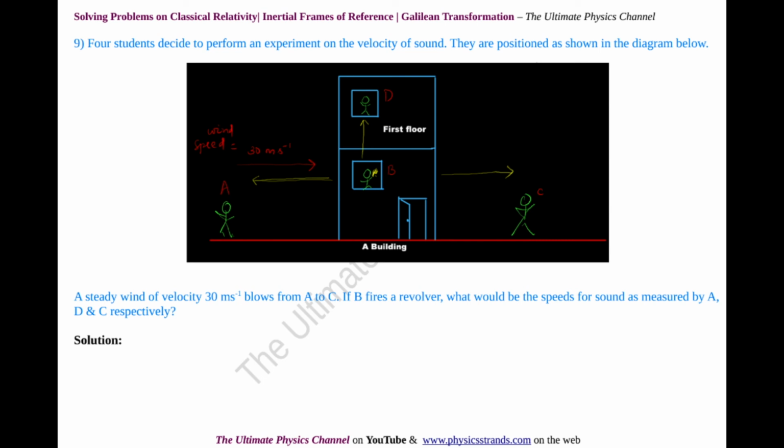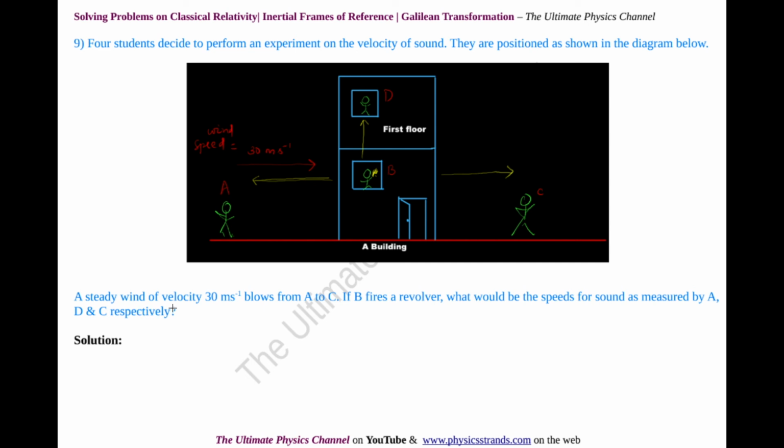Next problem. Four students decide to perform an experiment on the velocity of sound. They are positioned as shown in the diagram below. So we have A, B, C and D, four students. They want to perform an experiment on the velocity of sound. This is a building and there is a first floor on which D is positioned. Fourth student D is positioned there.